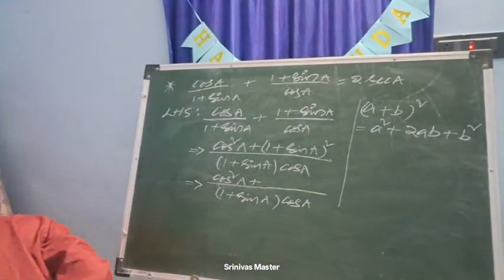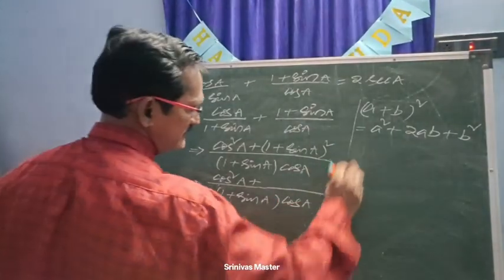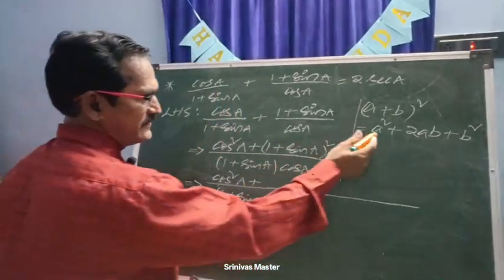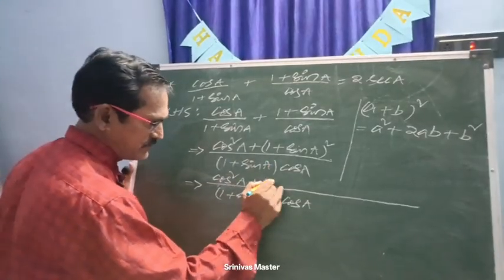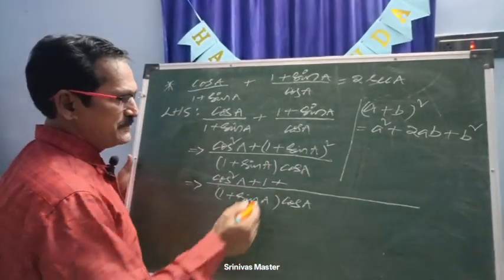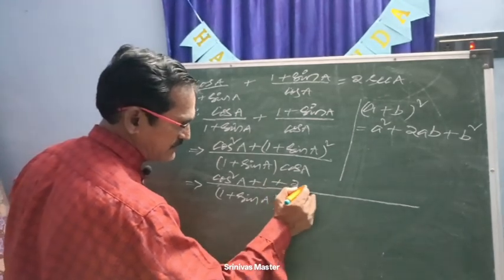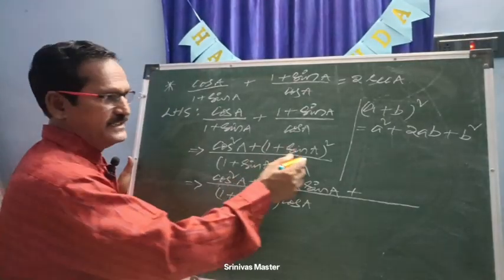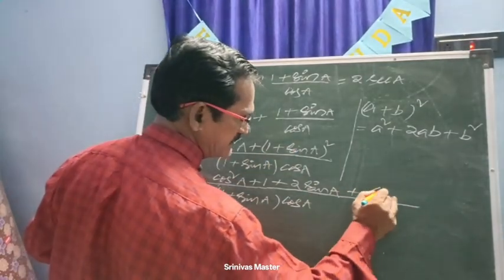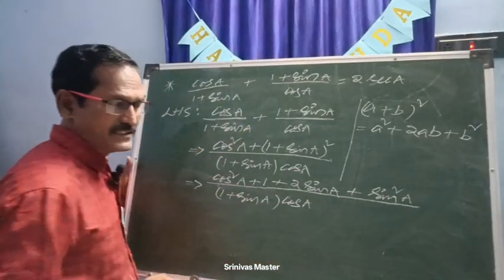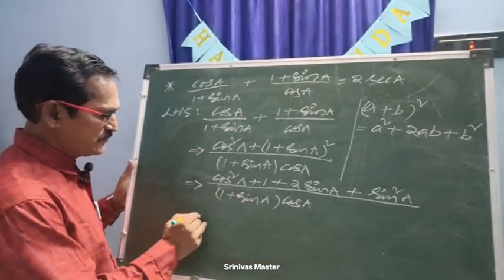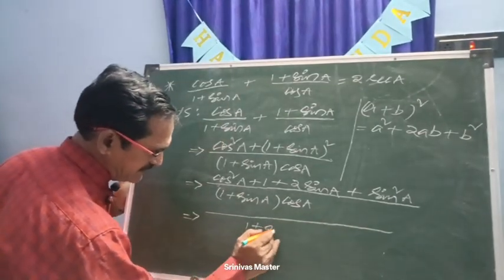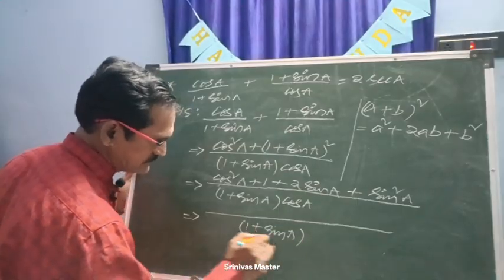See how you are writing now. A square means 1 square. 1 square means how much? 1. Plus 2AB. 2AB means 2 into 1 into sin A. 2 into 1 into sin A, how much? 2 sin A. Plus B square. What is B? Sin A. B square means what? Sin square A. Right? Now, if you observe the numerator, the denominator we can keep as it is: (1 plus sin A) into cos A.